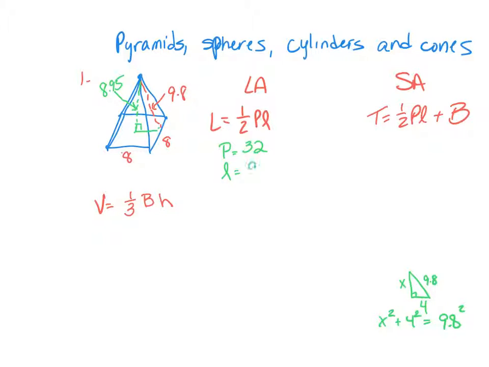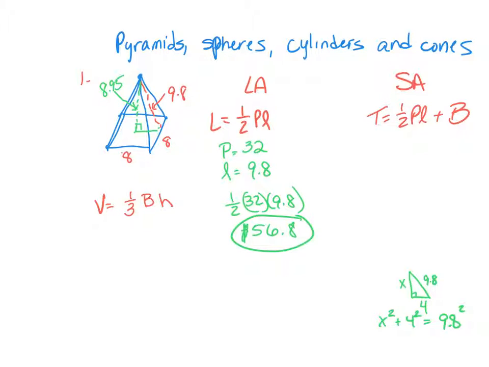It's 9.8. Wait, why do you need that? I'm looking at my formula. It's asking me to find those things. So we're going to say it's 1/2 times 32 times 9.8. Go ahead and tell me what that is on the calculator. So we know that the lateral area is 156.8.